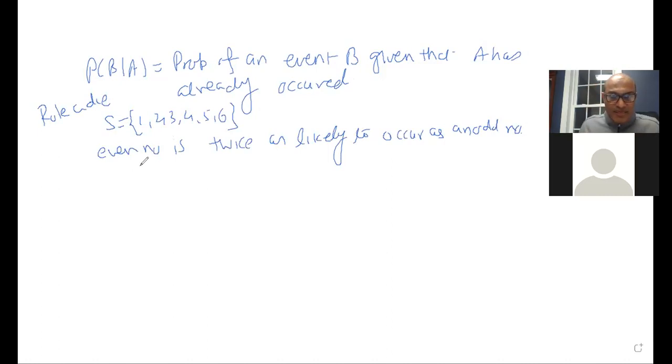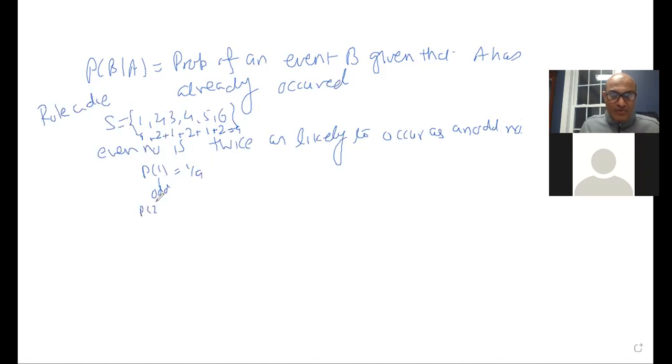That means the probability of 1, which is an odd number, counts as 1. 2 is even, so 2; 3 is odd, 1; 4 is even, 2; 5 is odd, 1; 6 is even, 2. 2 plus 1 plus 2 plus 1 plus 2 plus 1 is equal to 9. So the total is 9. That means the probability of 1, an odd number, is 1 over 9.